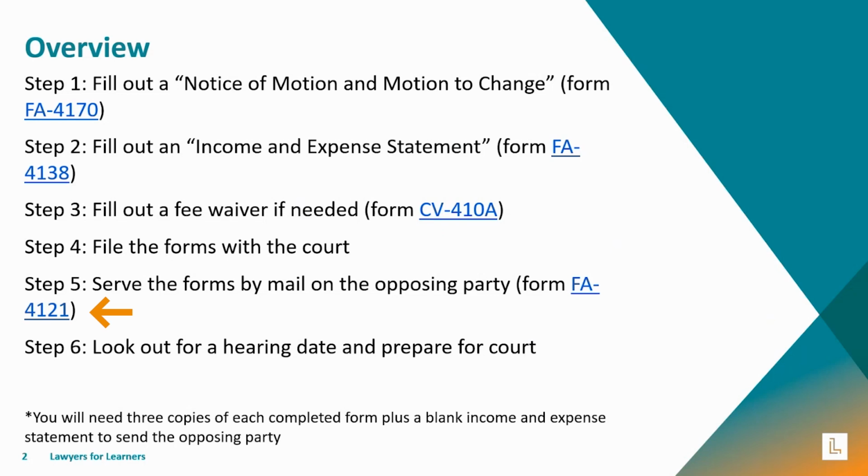The easiest way to serve the other party is to mail them a copy of the forms. If you serve by mail, you must complete and submit a copy of an affidavit of mailing. This is Form FA 4121. Mail the forms to the address listed with the court. If you know that the other party is at a different address, you should mail a copy to that address as well. After filing the forms, you will receive a hearing date. Keep an eye out for this in the mail. You can also check CCAP for information on your hearing date.